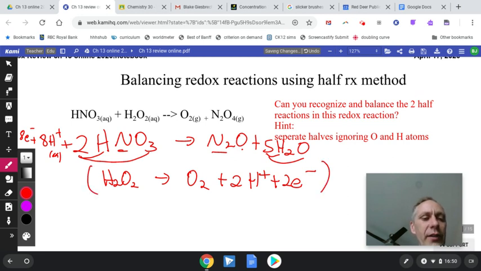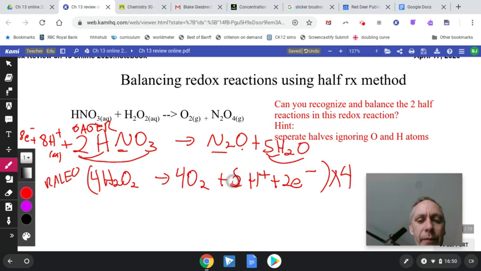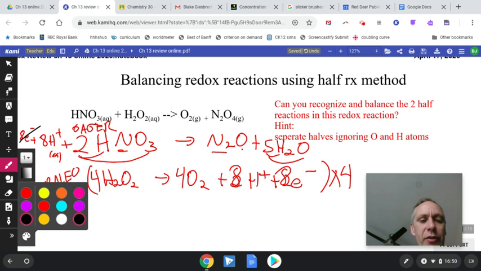This top one is our oxidizing agent gaining electrons, undergoing reduction. This bottom one is our reducing agent losing electrons, undergoing oxidation. We need to balance the electrons before we can add them together. Times the bottom one by 4. So we get 4 of those, 8 and 8. And now we can cancel out the 8 electrons. And interestingly enough, we can cancel out the 8 protons. And that's it. There's no waters to cancel out.